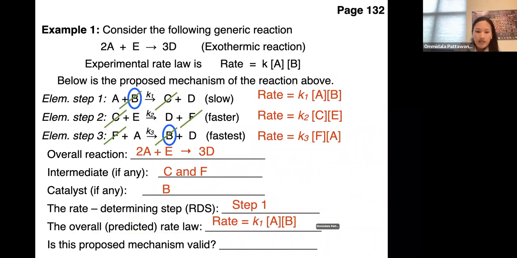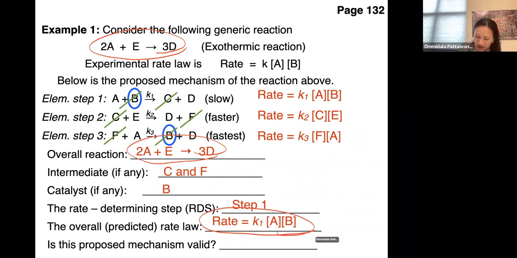All right, so is this proposed mechanism valid or invalid? Let's check this. If you look at this mechanism, the overall reaction matches the experimental data, and the predicted rate law is also the same as the experimental rate law. So in this case, this proposed mechanism is valid. But again, it is not proven to be correct. If you want to know whether it is correct or not, you need to conduct more experiments.